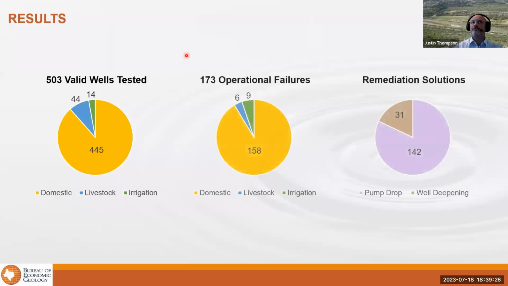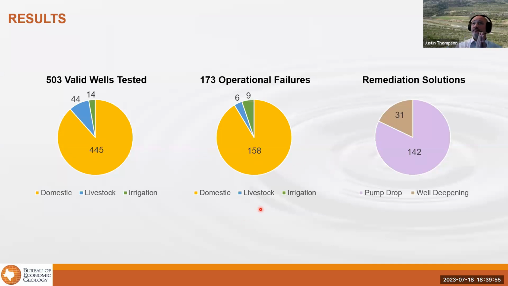Well, first of all, it told us that of those 503 wells, about 173 of them did experience an operational failure. And you see, okay, 158 of those were domestic wells. That's not surprising that domestic would dominate because that dominates our sample set. But you already see some sort of outsized impacts by use type, right? 9 of our 14 agricultural wells failed, right? That's a much higher percentage than 158 of 445.